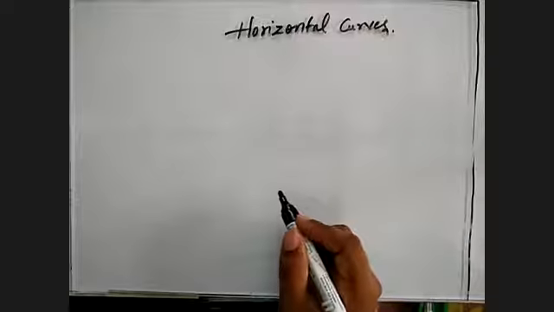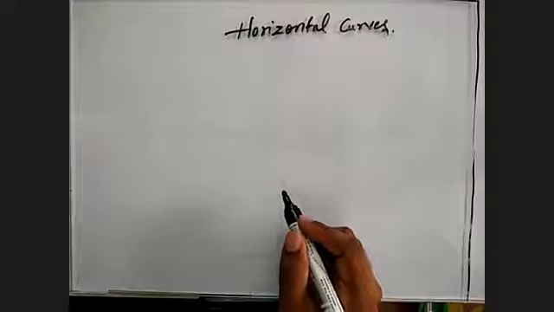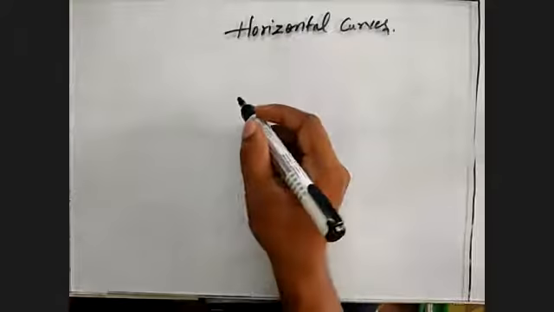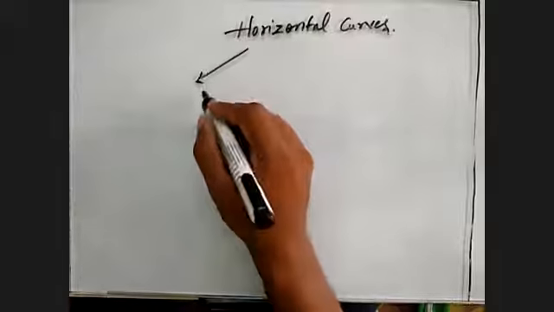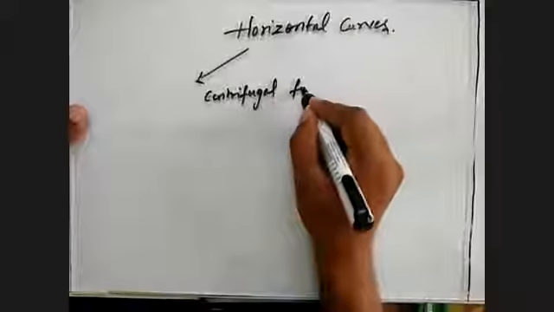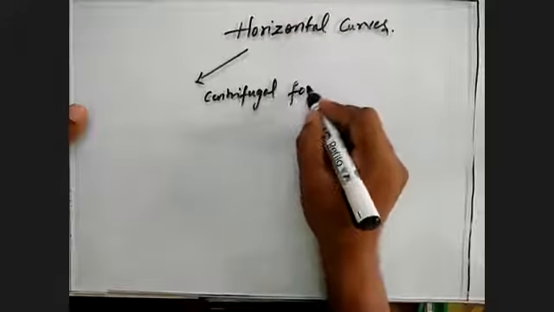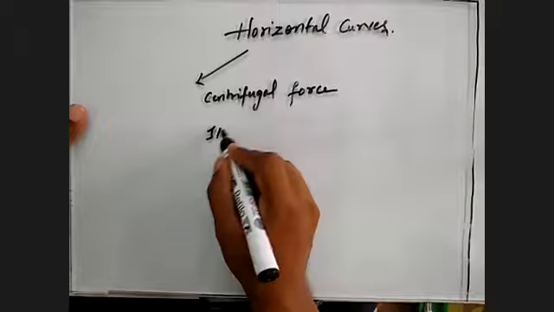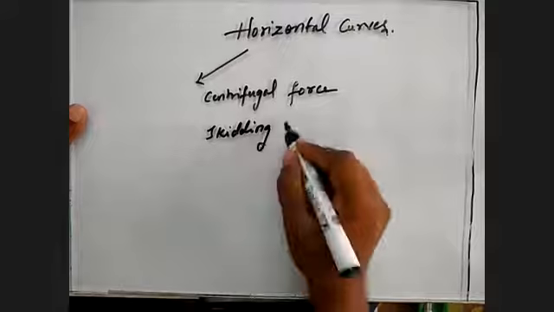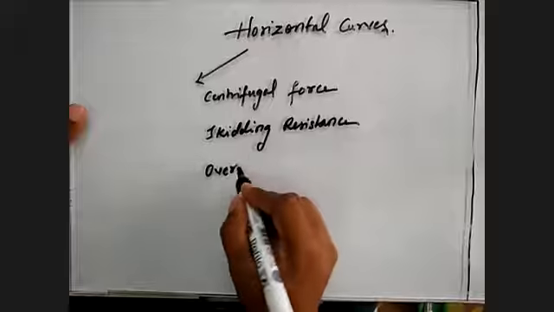In this chapter, we'll be looking at the design of horizontal curves. What are all the parameters we need to take care of? We'll see those one by one. In horizontal curves, we discuss three important topics. Number one is centrifugal force. Number two is skidding resistance, and number three is overturning.